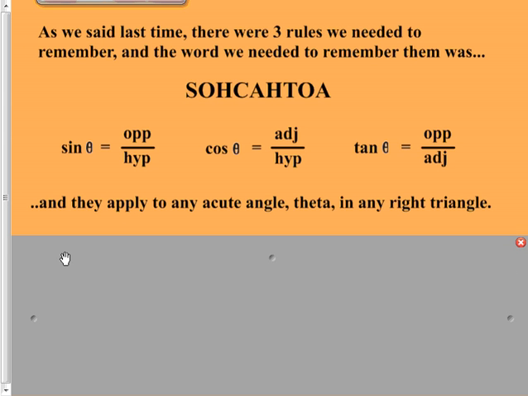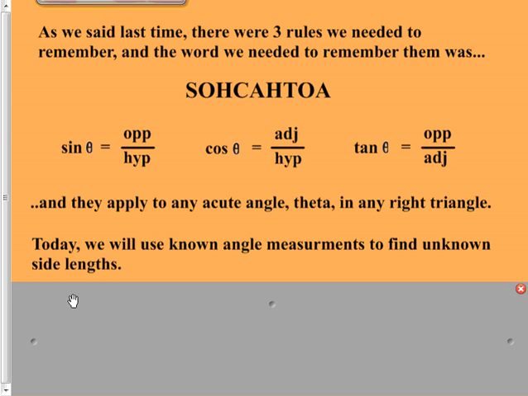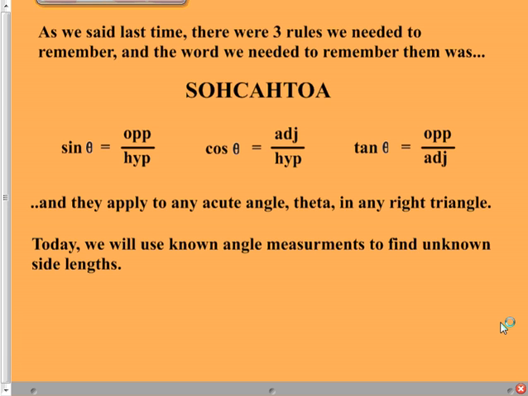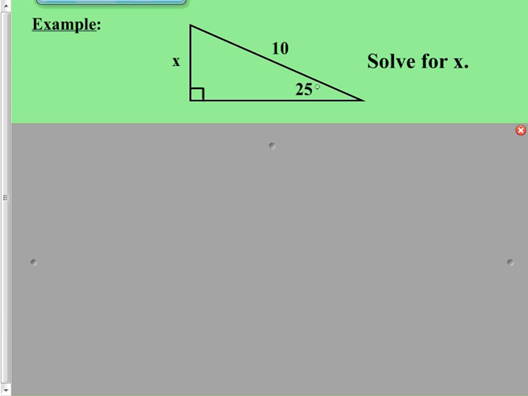All right, so those apply to any acute angle theta in any right triangle. And today we're going to use known angle measurements in the triangle in order to find unknown side lengths. That'll be something that's a little bit different for us. To this point, we have used sides to find other sides. We've used angles to find other angles. Now we're going to cross that barrier and start using angles to find sides. And then tomorrow we'll be using sides to find angles. So let's take a look at how it works.